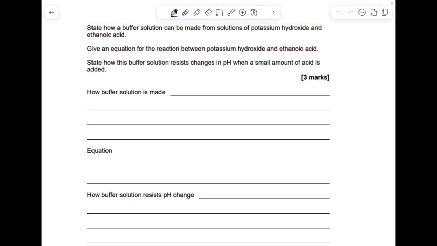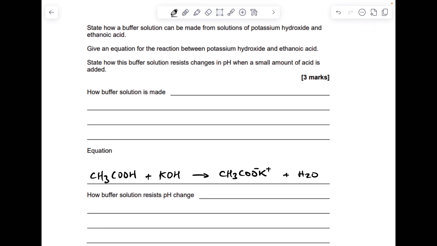Okay, so make a start with the first part of the question. There's 3 bits to answer: state how the buffer can be made, give an equation for the reaction, and state how the buffer resists pH changes if you add a small amount of acid. So I'm actually going to start with the equation. There's the equation there. For the salt, you can either show it like I've done there without the charges, or you can put the charges on. Either way is okay.